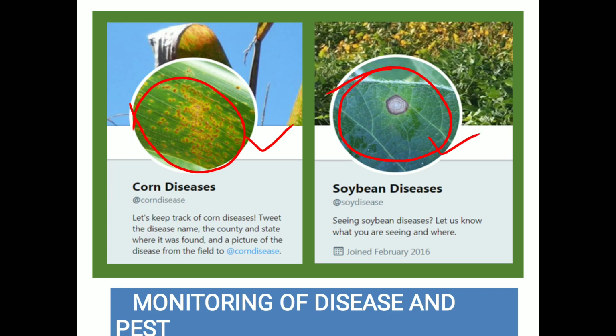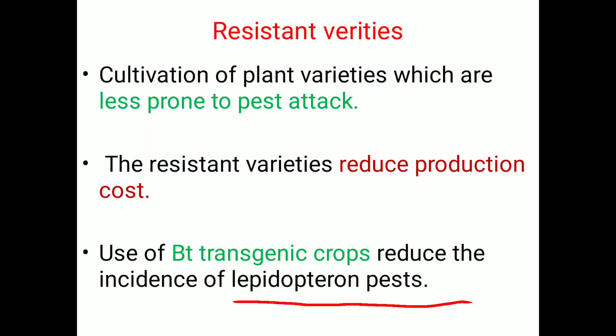Here, we can identify the symptoms, or we can identify the disease on the basis of symptoms by continuous observation, and then we can decide which exact control measure is to be used after monitoring. Next tool is resistant variety.